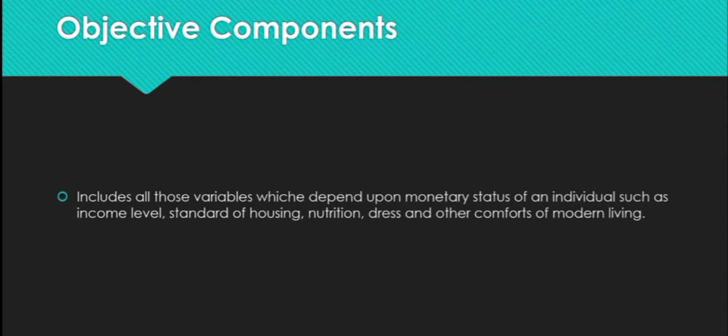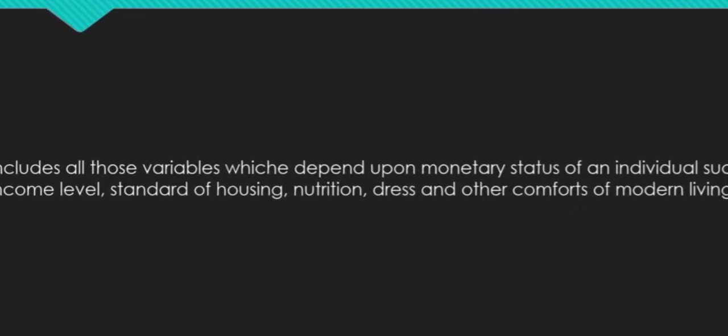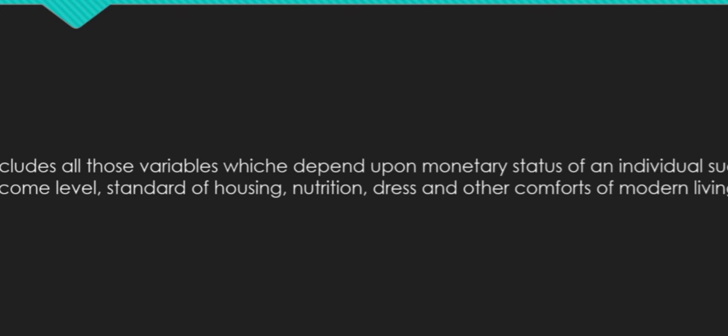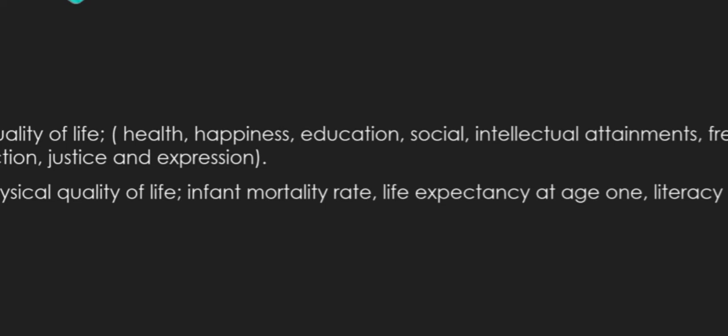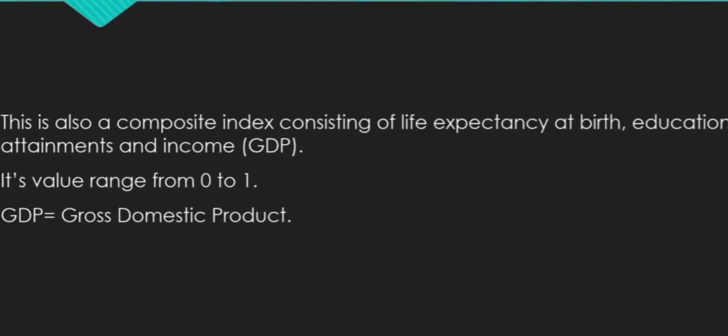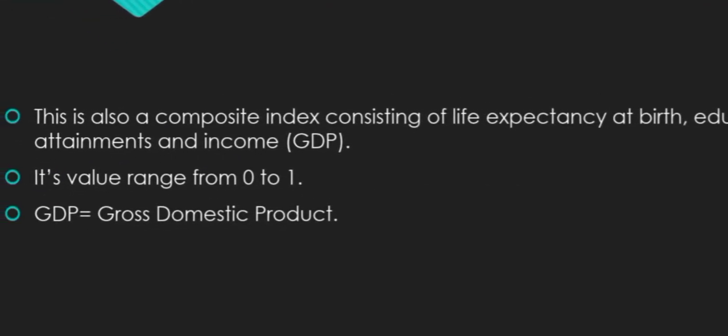Now about objective components. Objective components include all those variables which depend upon the monetary status of an individual, such as income level, standard of housing, nutrition, dress, and other comforts of modern living. Subjective components include quality of life like health, happiness, education, and physical quality of life like infant mortality rate, life expectancy, or literacy rate.